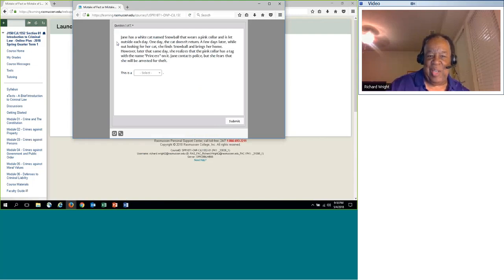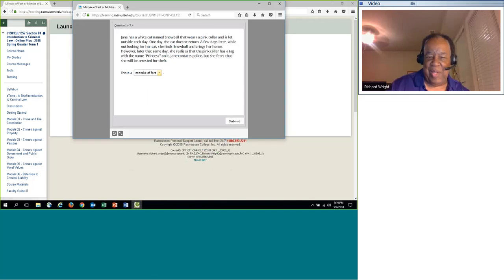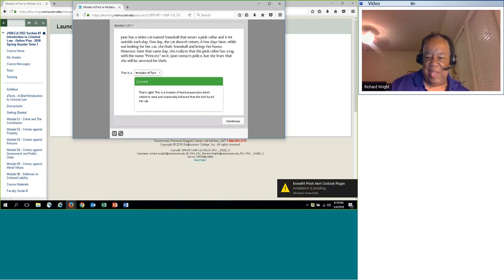Jane has a white cat named Snowball that wears a pink collar and is left outside each day. One day the cat doesn't return. A few days later, while out looking for the cat, she finds Snowball and brings her home. However, later that day, she realizes that the pink collar has a tag with the name Princess. Jane contacts police, but she fears that she will be arrested for the theft. This is a mistake of fact. Okay, so then we submit it, and it is correct. So you go through those kinds of scenarios.